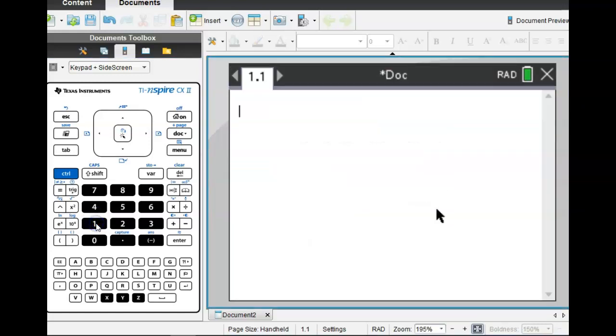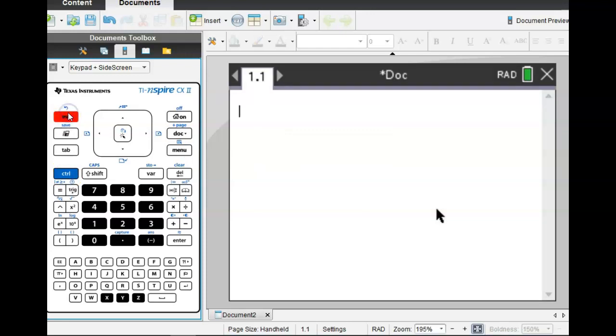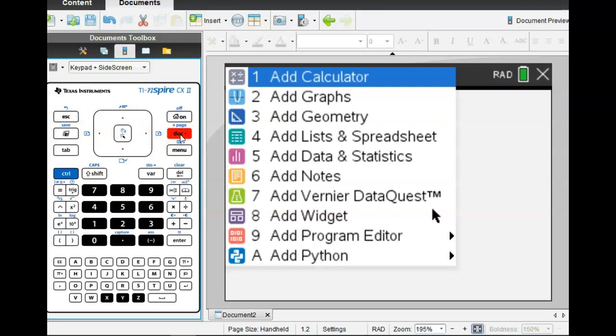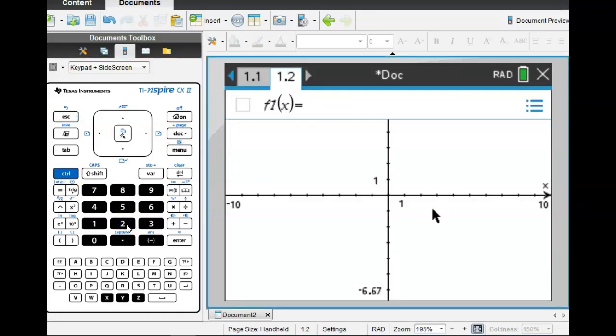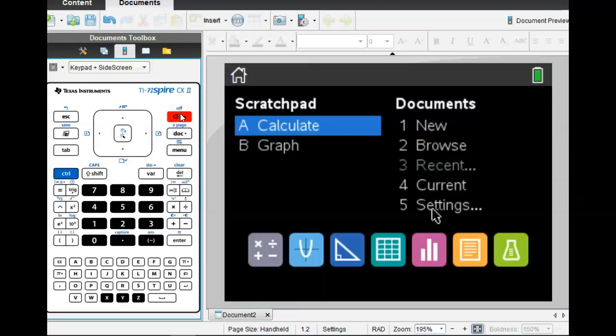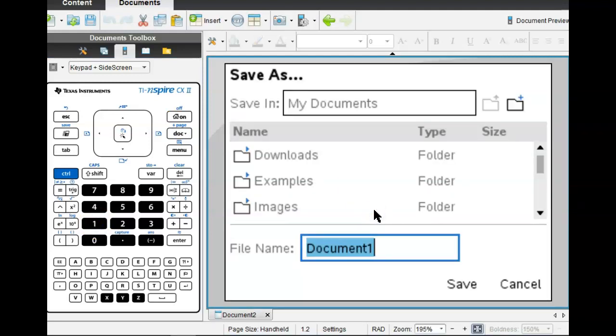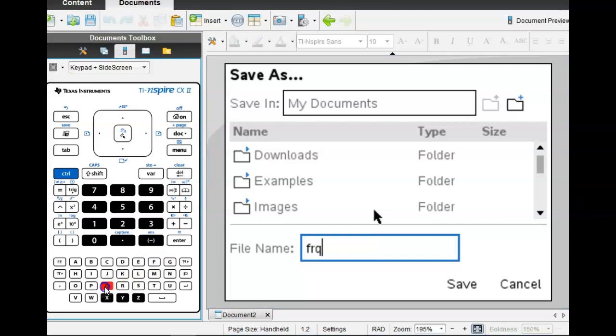We're going to add a calculator, and then we're going to add a graph. Y'all know how to do that. Add a graph, right? Okay. So then we want to save this, right? We're going to go back over here, and we're going to want another new one, and then we want to say yes. So we're going to save the unknown document. We're going to save it in My Documents, and let's just call it FRQ1.